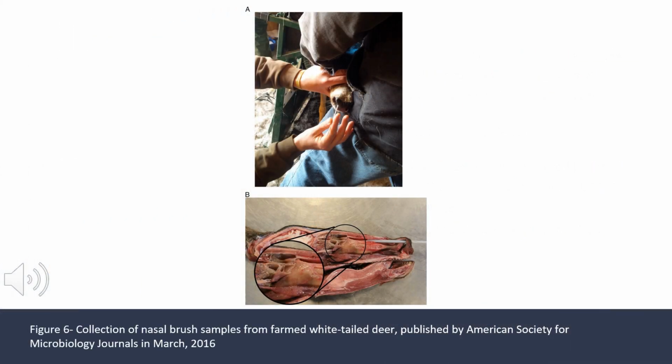This figure shows nasal brush samples being collected from farmed white-tailed deer.